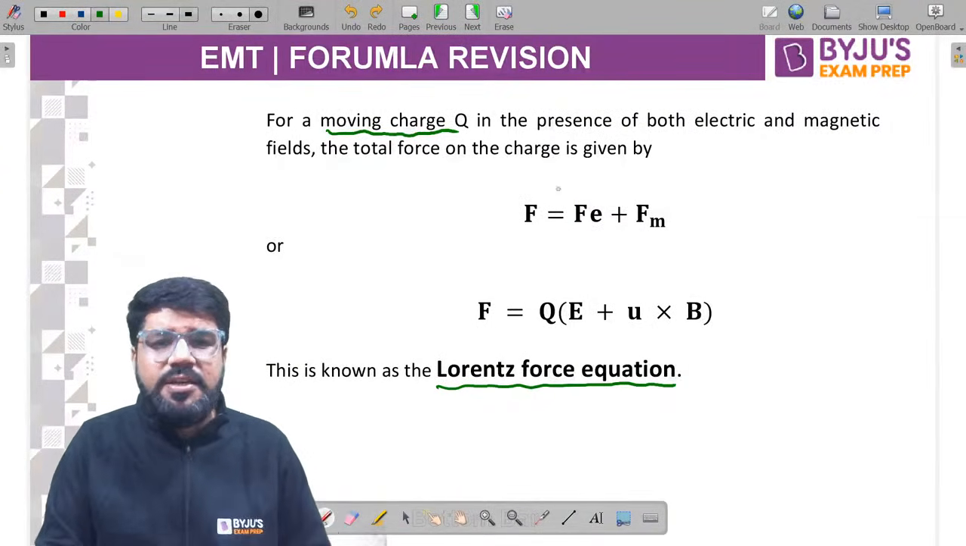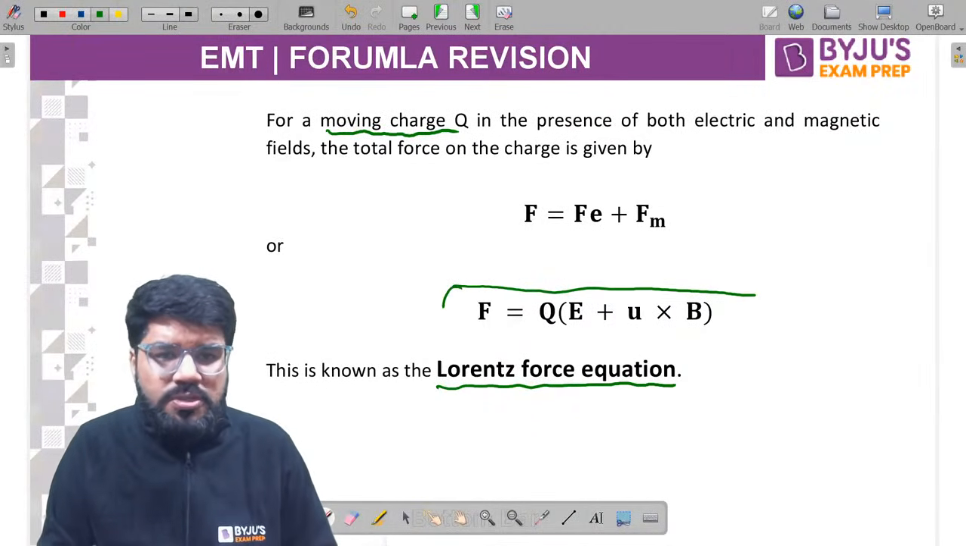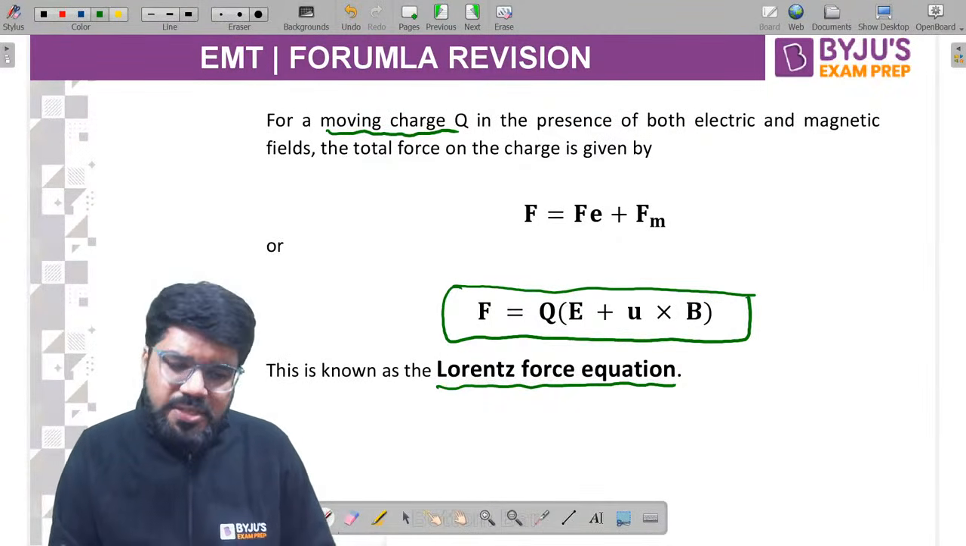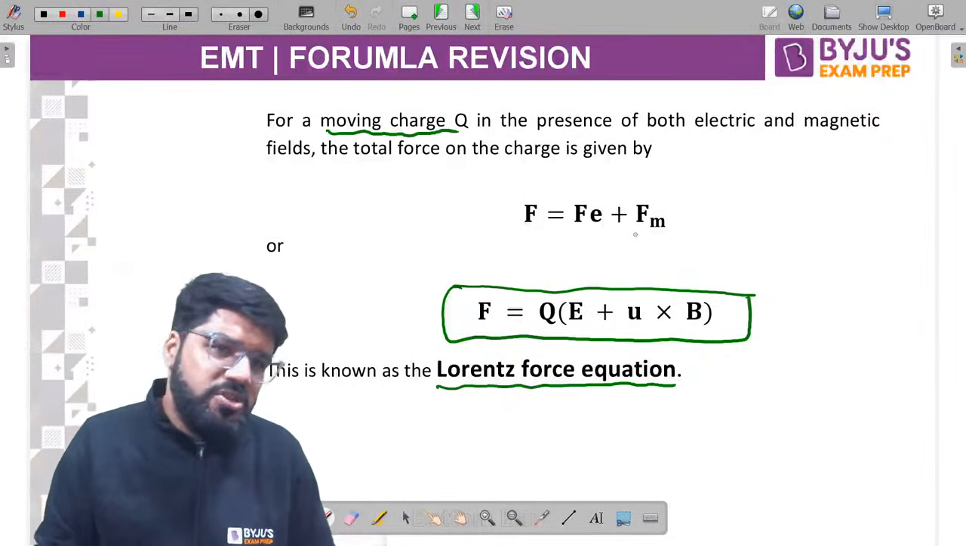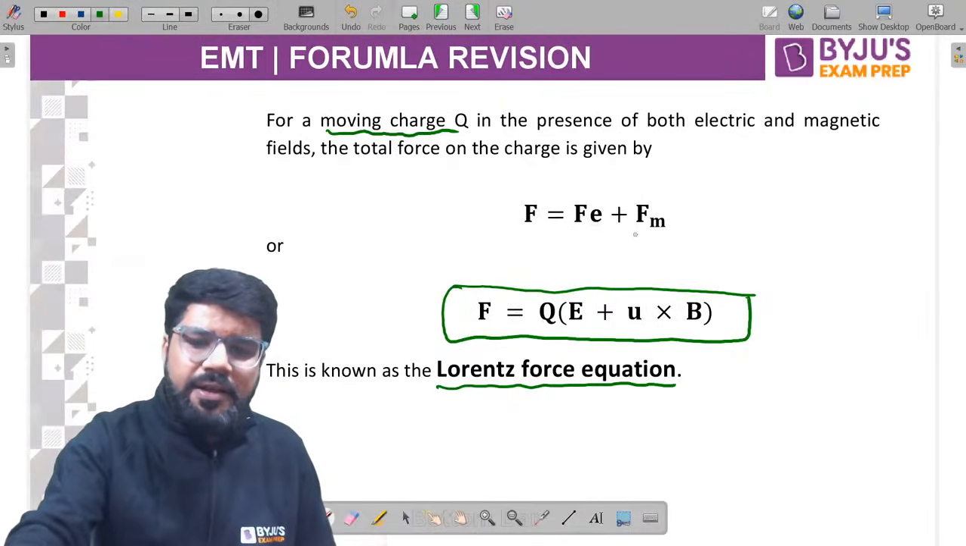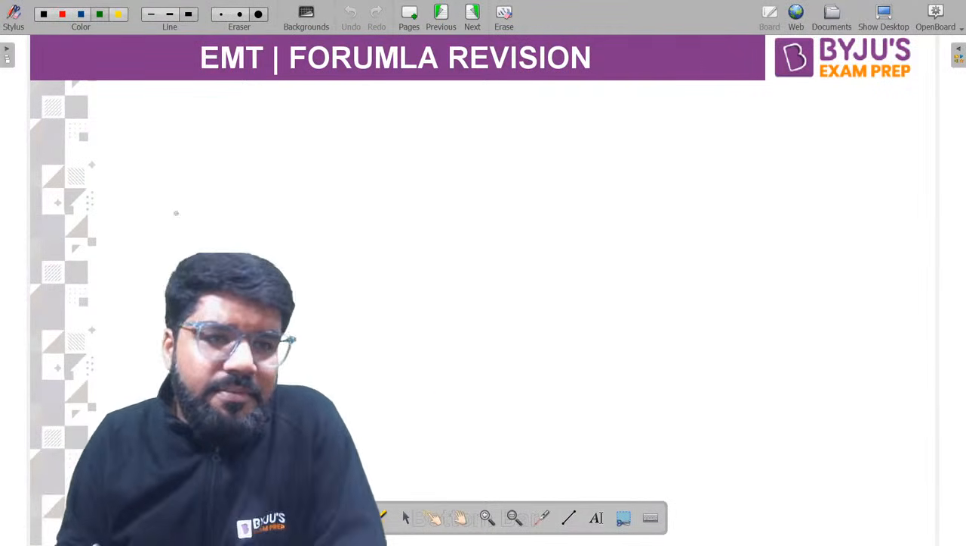So for a moving charge, the total force will be given by Fe plus Fm, that is QE plus QU cross B, with Q taken common. This is known as the Lorentz force equation: the total force on a moving charge in the presence of both electric and magnetic fields.